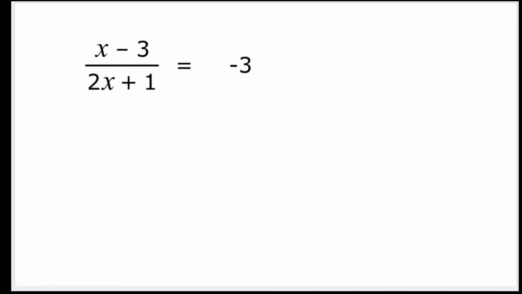Okay, this one, the denominator, the fraction here, has x in it. We've got x on just one side. We're going to soon have x's on both sides. First priority is to get rid of fractions. So I'm going to times everything by 2x plus 1.